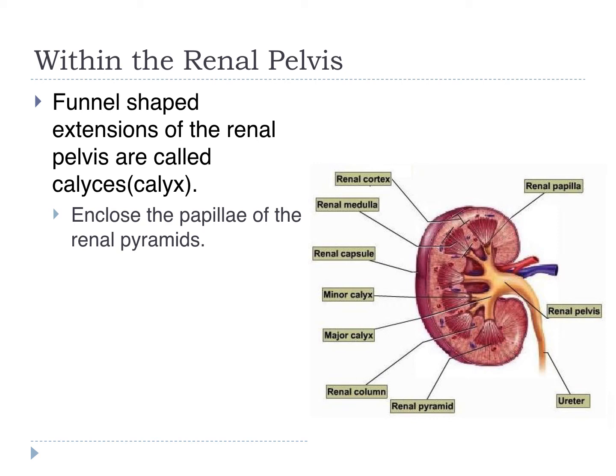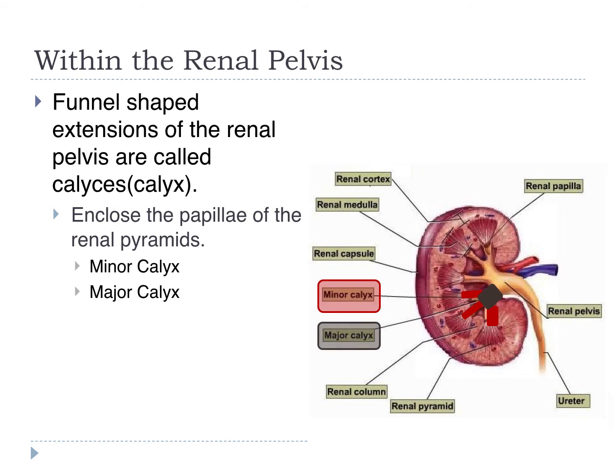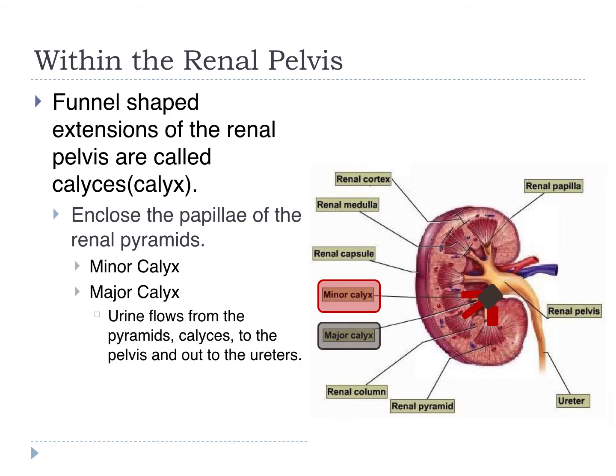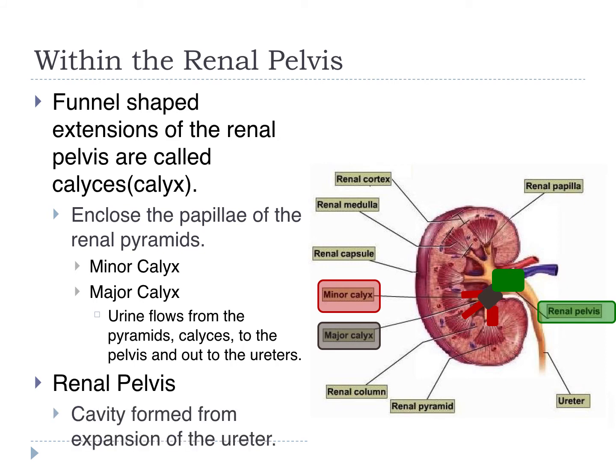It's going to enclose that tip of each pyramid, or the papillae, and it's going to have two different sizes, a minor calyx, those nice red rectangles, or the major calyx, that gray square. Urine's going to flow from the renal papilla, or that tip of that pyramid, into the minor calyx, then the major calyx, and then off to the largest funnel, which is the renal pelvis, that nice green rectangle there. The renal pelvis is simply a cavity formed from expansion of the ureter as it enters into the kidney through that hilum, or that indent.